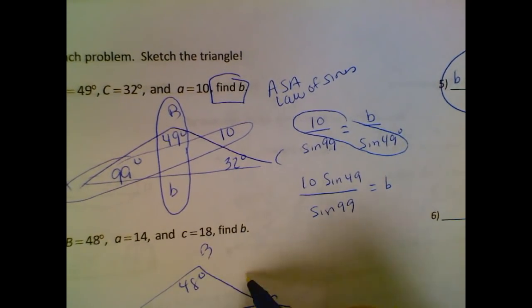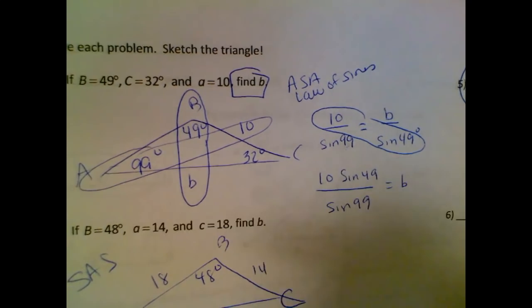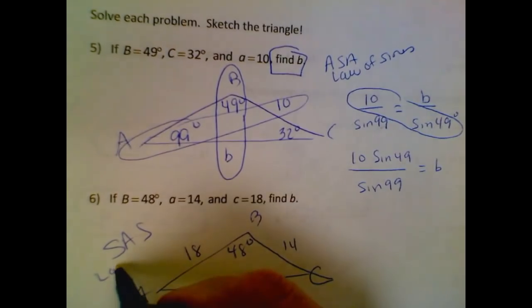Okay, next one. Angle B is 48. Little a is 14. And side C is 18. Now this one is SAS. So if you know two sides, you want to use law of cosines.